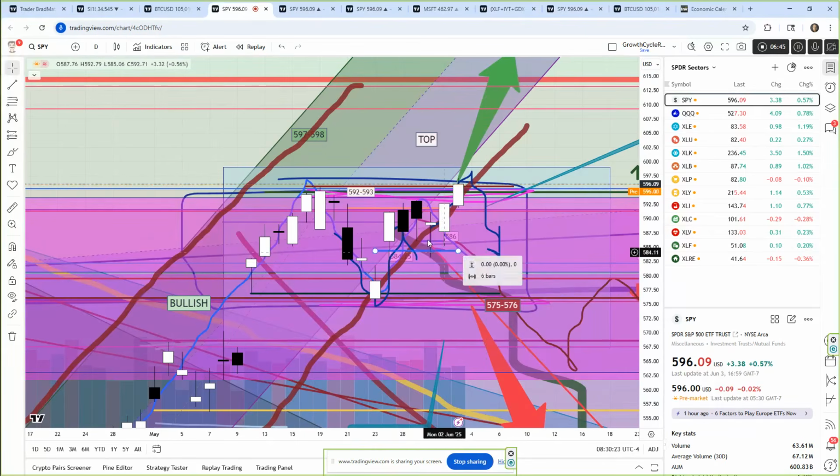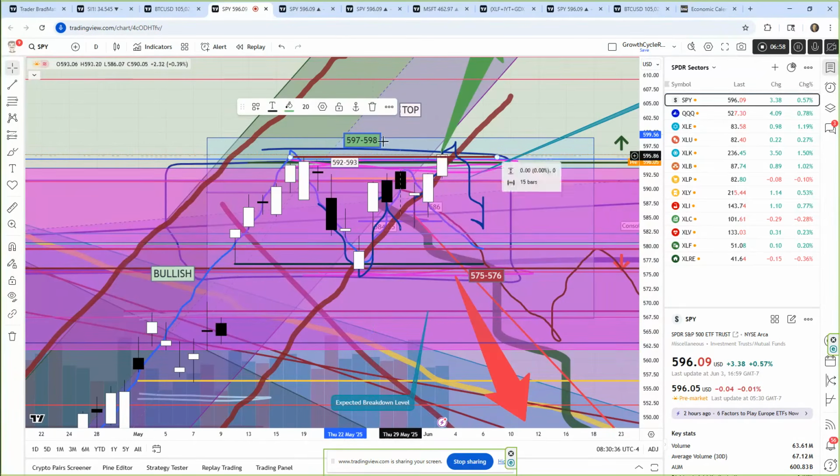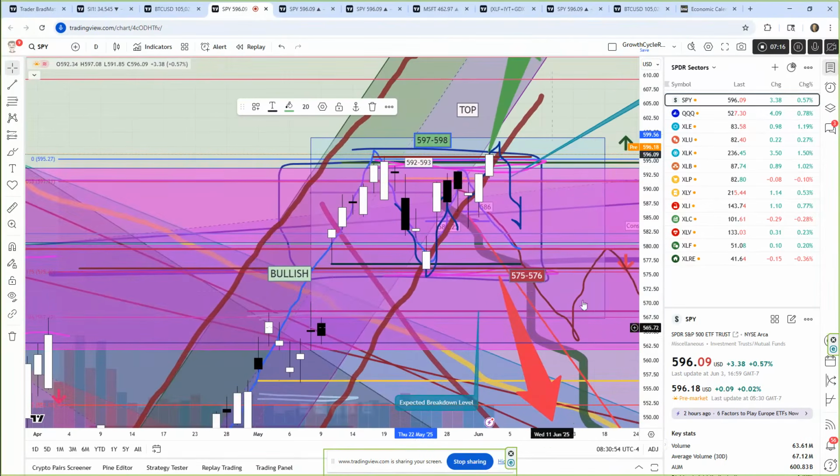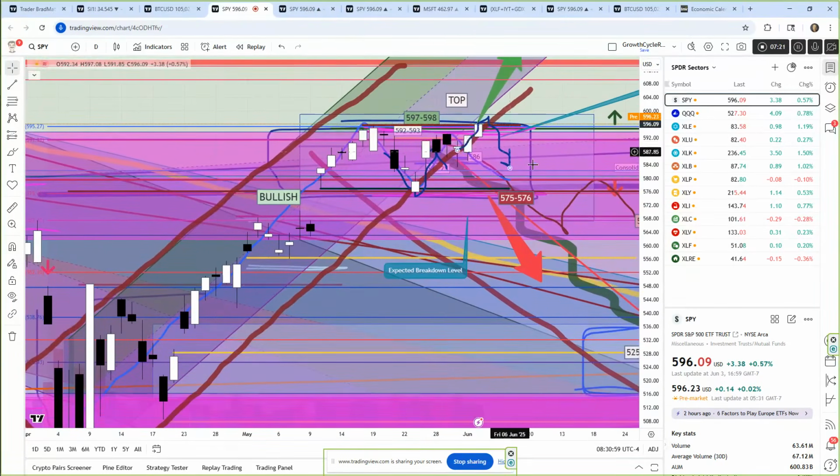So we need to see how this plays out and let the markets figure it out on their own. We are still looking at that 597, 598 top to break away. We're close, we're not there yet, and we're looking for this 575, 576 breakdown low. Like I said, my estimate is that we're going to move into that July low. This would almost be a perfect time for that move to set up. But again, we shall see what happens. The markets tend to do what they want to do.